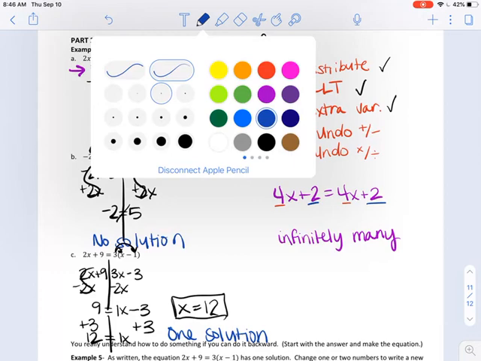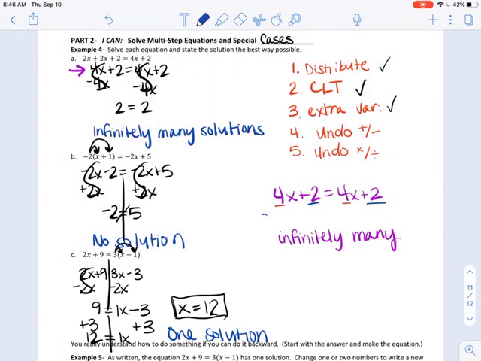Guys, I don't know what color to use. We'll keep it as blue.